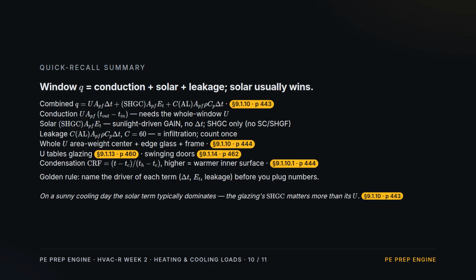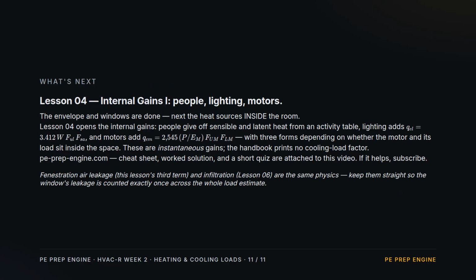Quick recall. A window carries 3 loads. Conduction on the temperature difference, solar on the coefficient and the sunlight, and air leakage that's really infiltration. Use the area-weighted whole window U. Remember, the handbook gives the solar heat gain coefficient only, and count the leakage once. Condensation resistance is a separate temperature index. Golden rule: name the driver of each term before you plug in numbers, and on a sunny day, expect solar to win. Next up, Lesson 4, Internal Gains, Part 1.